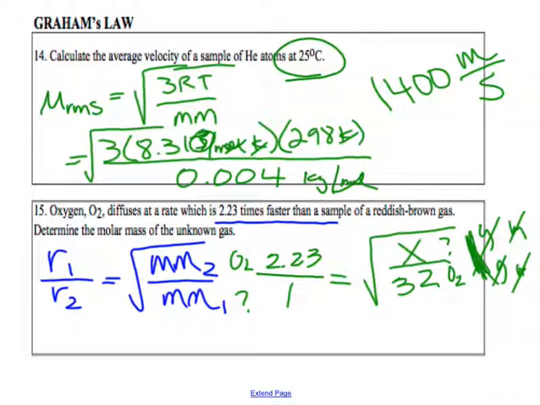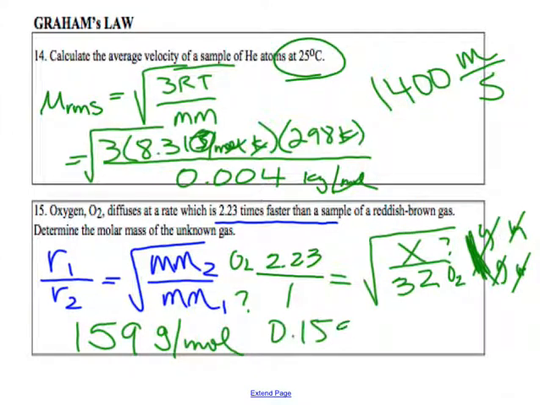So what do y'all get? It's got to be bigger than 32. 159 grams per mole. If you want to be safe and don't ever mess up and decide you want to report it as kilograms per mole because you put the oxygen in as kilograms, that's fine. Just know if you put the oxygen in as kilograms, you're going to get out kilograms. So is everyone good with the two things I want you to know about kinetic energy and diffusion?